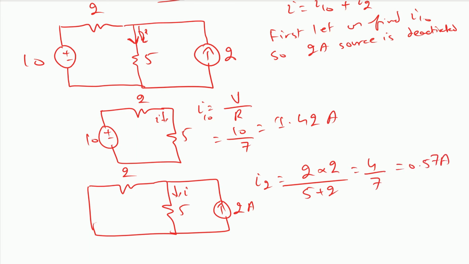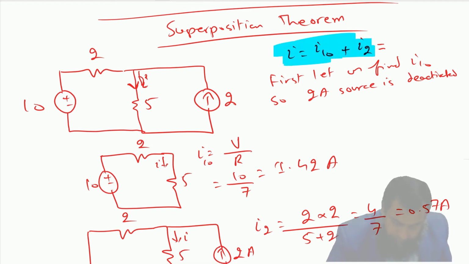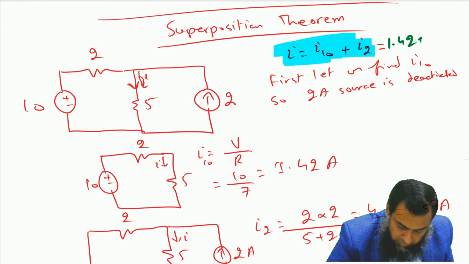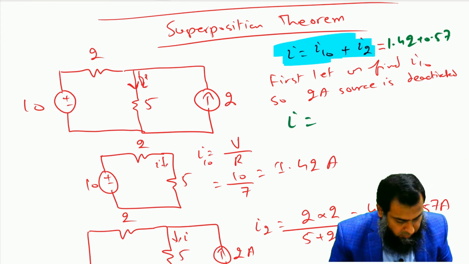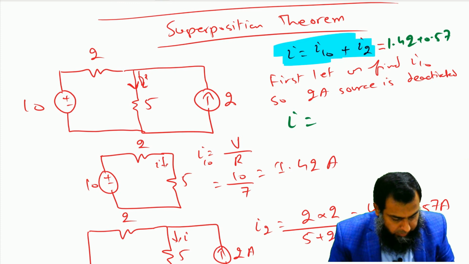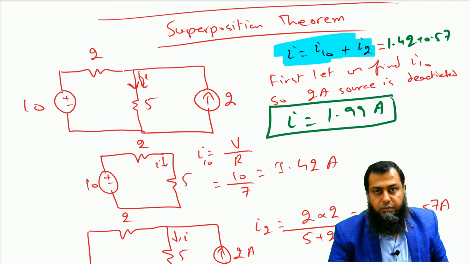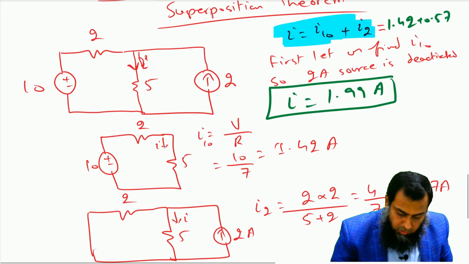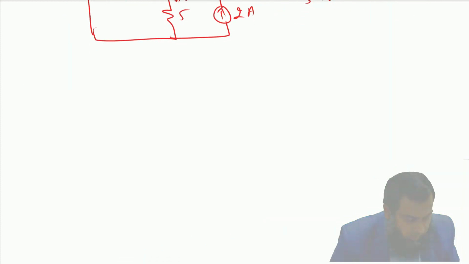So the net current I which is flowing here is actually the sum of these two individual responses. Hence we can say that it is equal to 1.42 plus 0.57. So the total current I is equal to 1.99 ampere, which is flowing through this 5 ohm resistance. So this is how we can apply the concept of the superposition theorem.